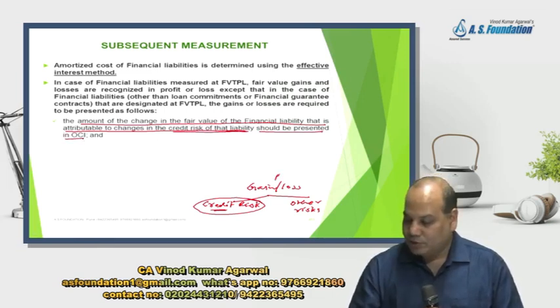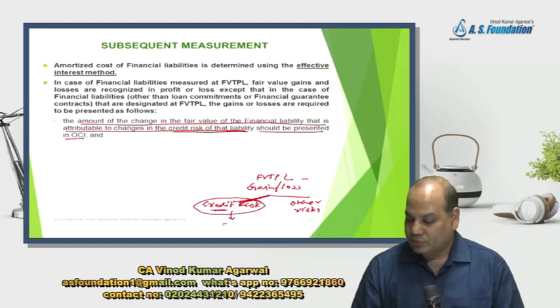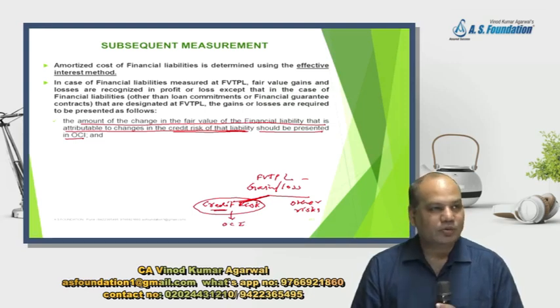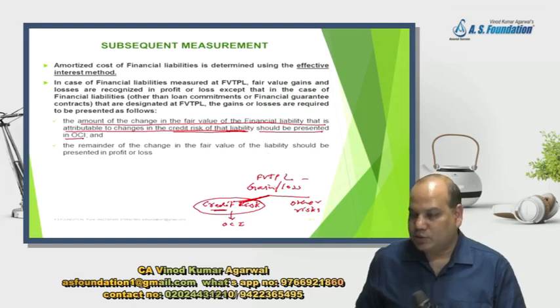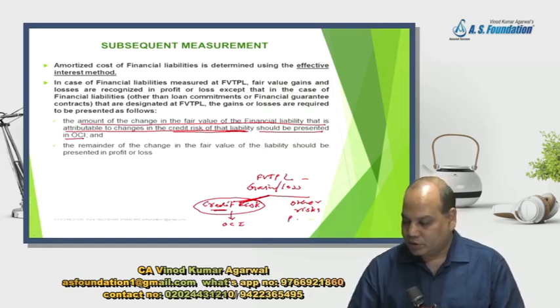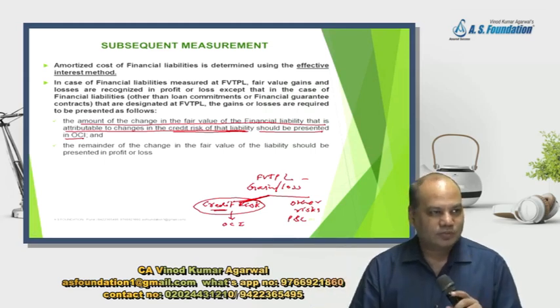So it is an FVTPL instrument, but the change in fair value is due to credit risk, then that portion will be attributed to or transferred to OCI. Okay. Then the remainder of the change in the fair value of the liability will be shown in the P&L account. So the remainder will go to the P&L account. As a student, you are not required to do this division. They will give you the numbers.